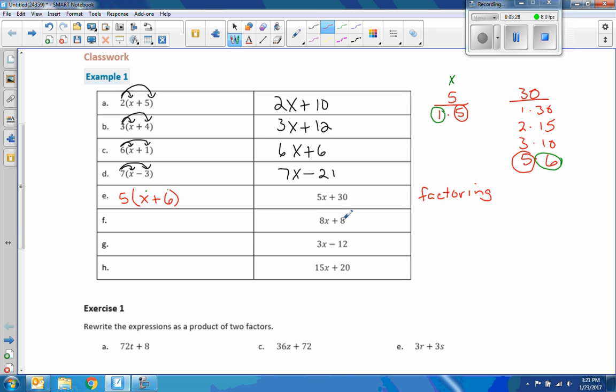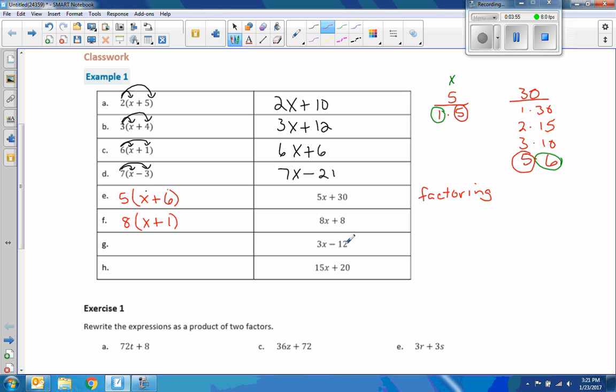So I see an 8x, I see an 8. That one's easy. I know 8 will go into 8, and 8 will go into 8. If I take 8x divided by 8, I'm left with x. Plus 8 divided by 8, 1. Okay. So if I distribute these now, 8 times x is 8x, 8 times 1 is 8. So we can go back and forth and check after we're done.